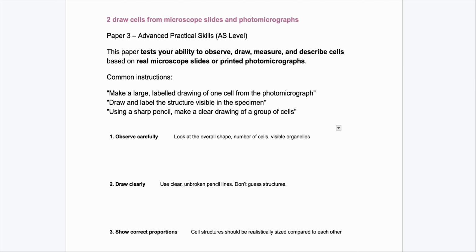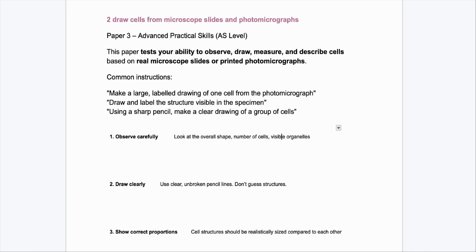So step 1, when you see this question, you have to observe carefully. You have to look at the cell shapes. Are they rectangular like plant cells, or are they irregular like animal cells? You have to look at the visible organelles. Can you see a nucleus? Can you see a cell wall, a vacuole? You have to look at the cell boundaries. You have to make sure you're not accidentally including two parts of two overlapping cells. And you need to make sure you can see two complete cells, as per the question.